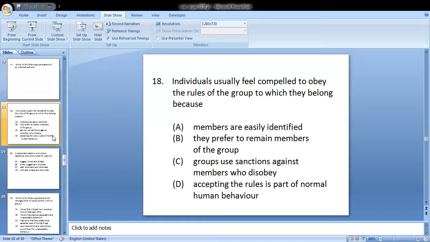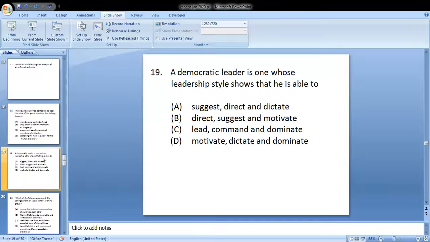Individuals usually feel compelled to obey the rules of the group to which they belong because A. Members are easily identified. B. They prefer to remain members of the group. C. Groups use sanctions against members who disobey. D. Accepting the rules is part of normal human behavior. We know our answer would be C. Groups use sanctions against members who disobey.